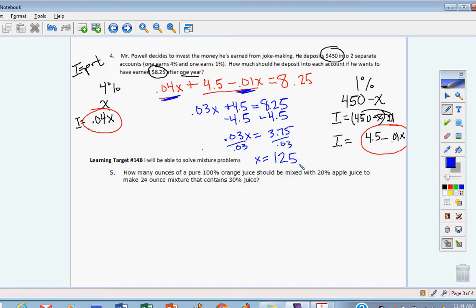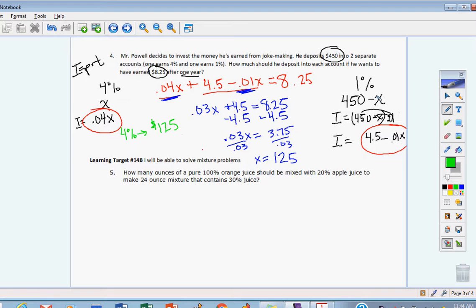Now don't forget what that represents. Let me switch colors here to green. How much should he deposit into each account? So over here at the 4% account, x was the amount of money I put in there. So that's going to be, for this problem, $125.